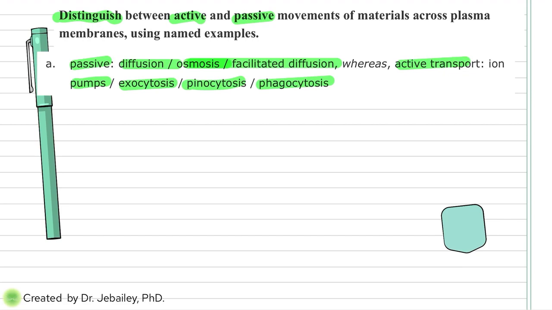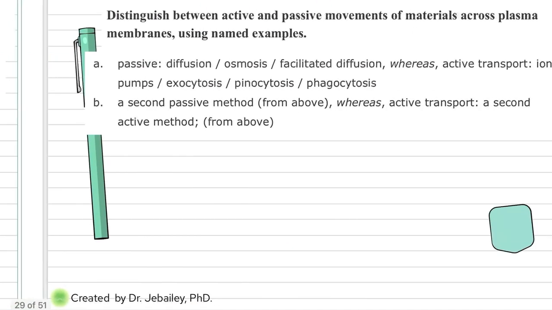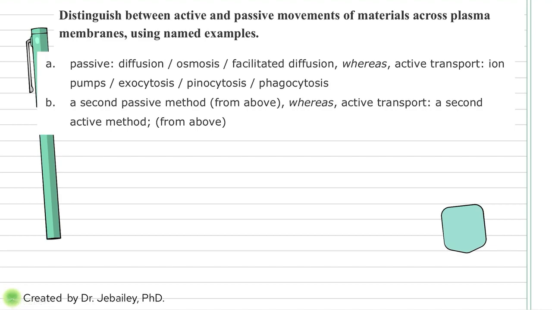Passive, let's erase here, let's put in different colors so you can see. So for passive, we're going to use the blue. Passive, we have diffusion, osmosis, and facilitated. And green, active transport, has pumps, exocytosis, pinocytosis, phagocytosis. That will be your first point. Another point here is, let's look at blue. For passive methods, second passive method from above, where active process, second passive method above. What does that mean? It's just basically giving extra examples.